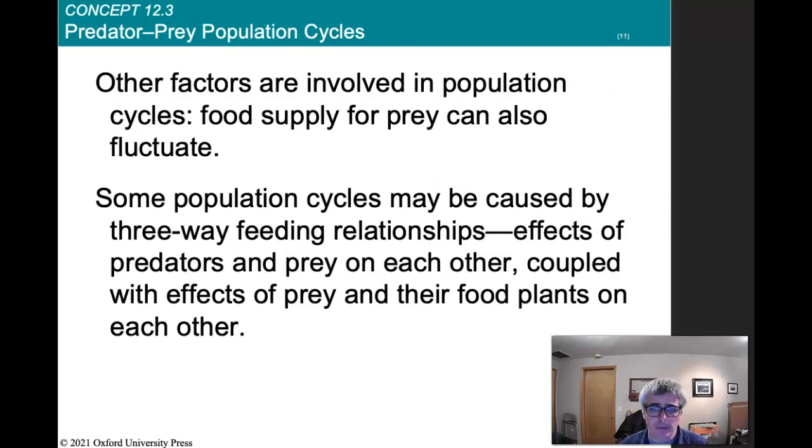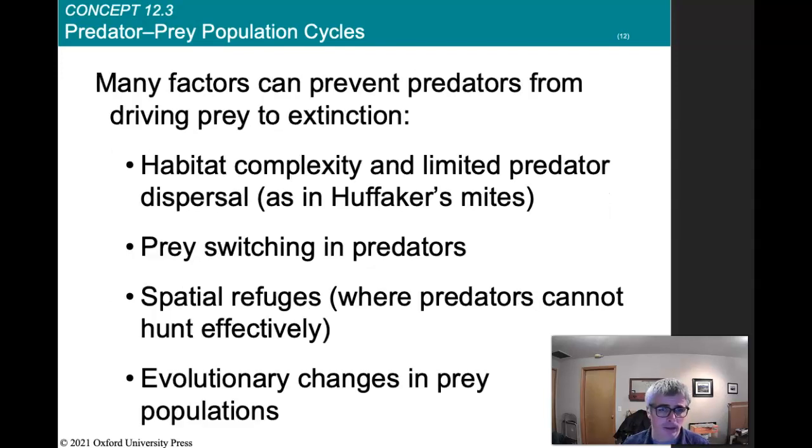Other factors are involved in population cycles. Food supply for prey can also fluctuate. Some population cycles can be caused by three-way feeding relationships, effects of predators and prey on each other, coupled with the effects of prey on the food plants. Many factors can prevent predators from driving prey to extinction. Habitat complexity is a big one, and limited predator dispersal.